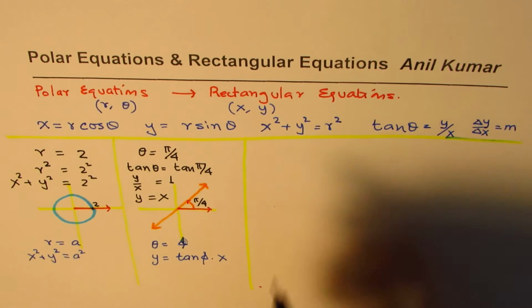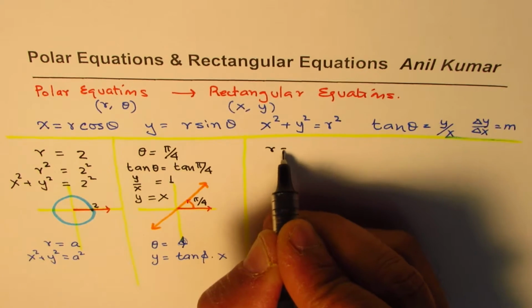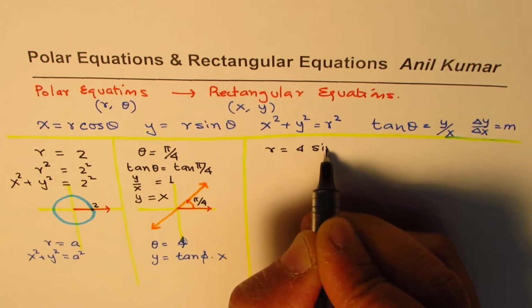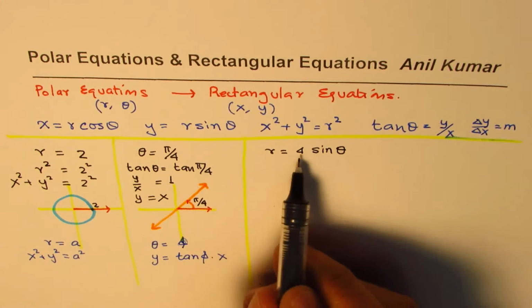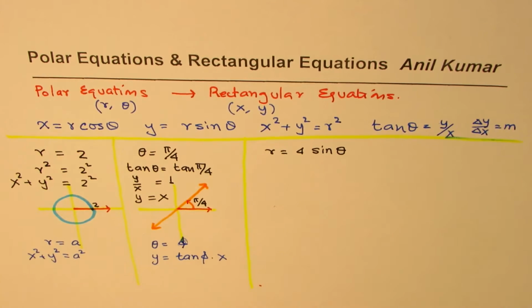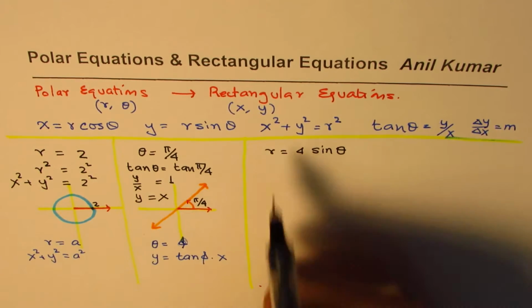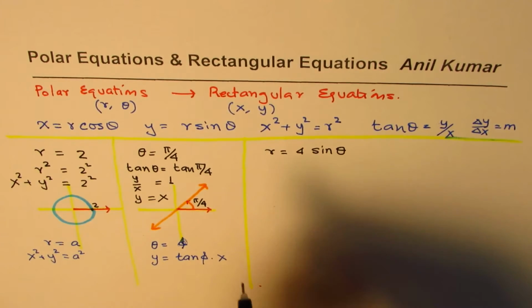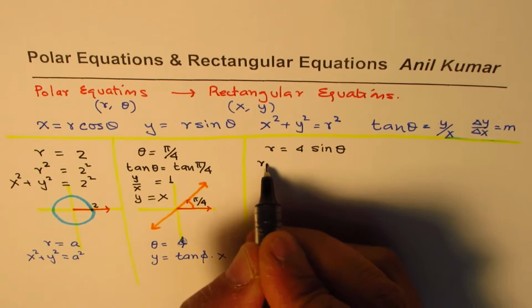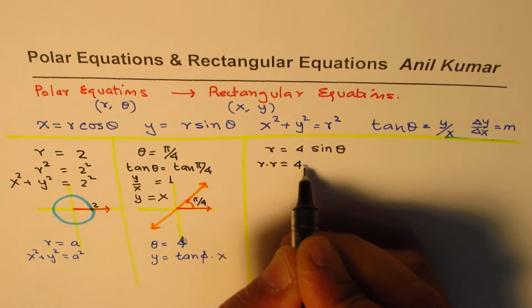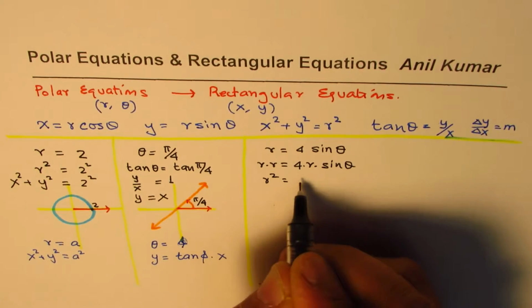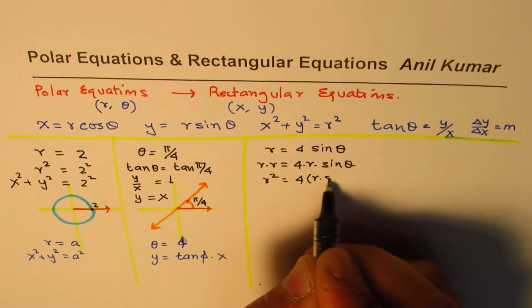So if I write down now r equals, let us say, 4 sine theta. I kind of change this a bit. This is indeed an equation in r and theta, so it's a polar equation. How do I write this in rectangular form? Here we have to do some more work. We'll multiply by r on both sides. It becomes r times r equals 4 times r times sine theta.